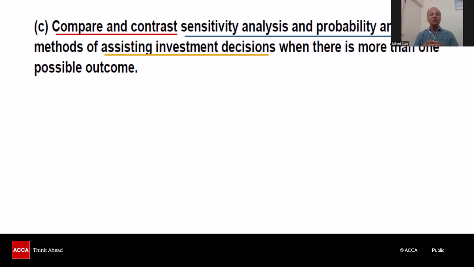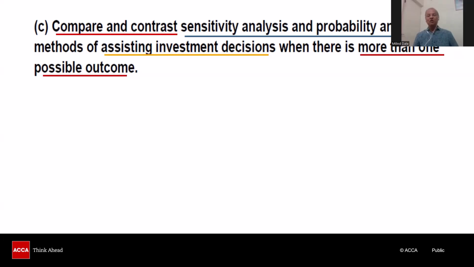And these two are the tools that the company is, of course, using to assist them in arriving at their investment decisions. But don't leave it here. The crux is that there has to be more than one possible outcome. Accept or do not accept.